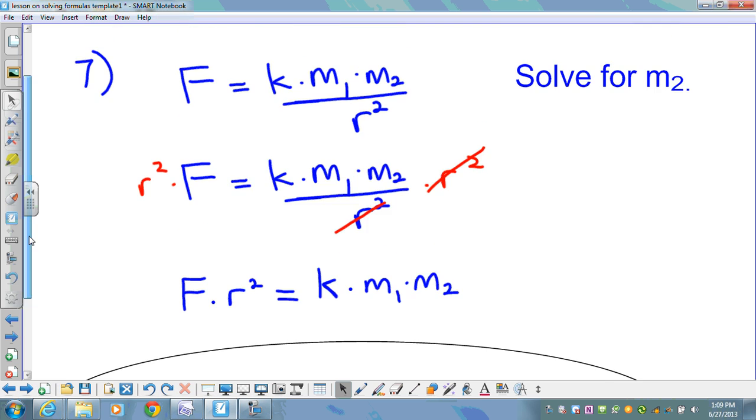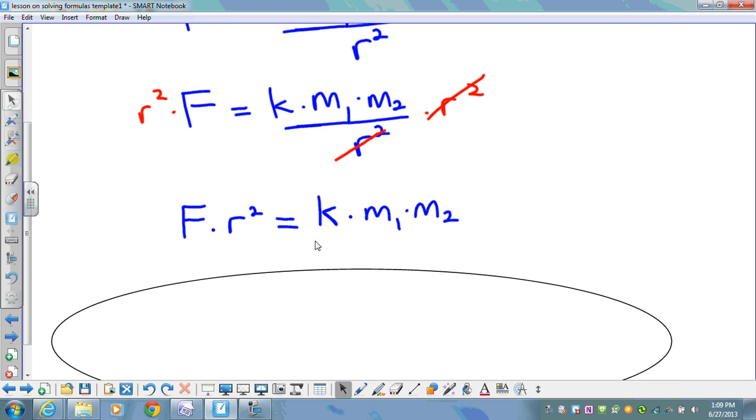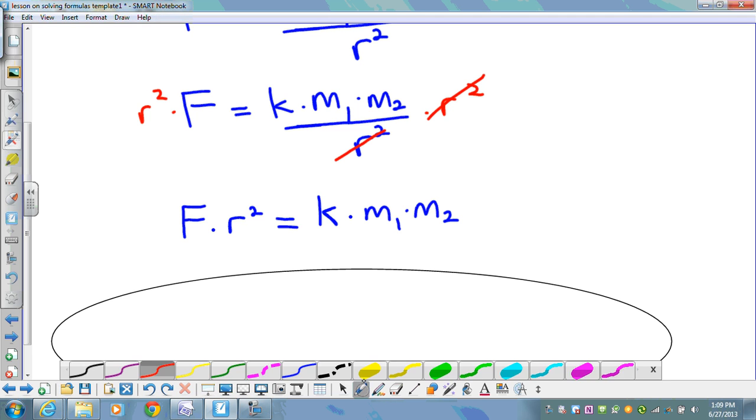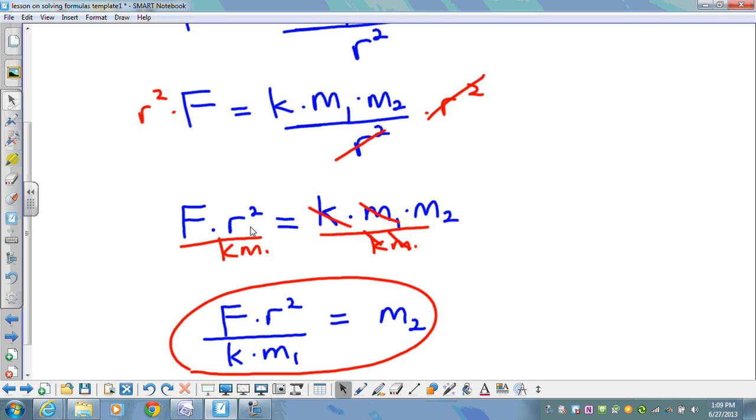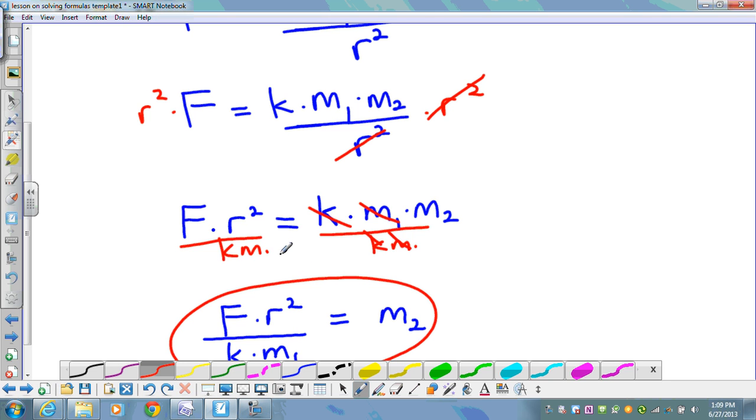And since we're solving for m sub 2, all of this has to be gotten rid of. And since these are being multiplied by m sub 2, we can therefore divide both sides by that quantity. So divide both sides by k times m sub 1. So these can be canceled. And our answer is m sub 2 equals F times r squared divided by k times m sub 1.